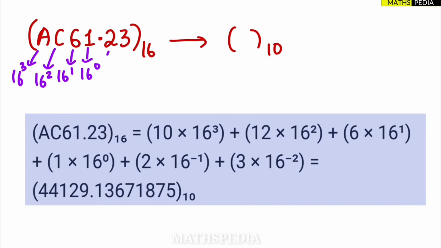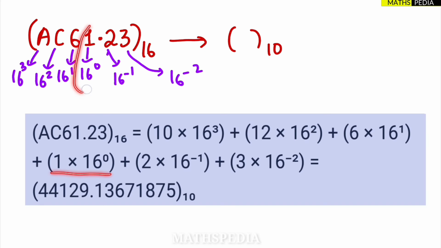Okay. So what about 2? 2 will have 16 power minus 1, then 3 will have 16 power minus 2. Okay, so this is the criteria here. So here you can observe, now we have to go for the multiplication. Here A is converted into the equivalent number, which is nothing but 10. So 10 I have to multiply with 16 power 3. That's what here it is done. Plus C is converted into equivalent decimal number, which is nothing but 12. So 12 is multiplied with 16 power 2, plus 6 is already a number, so 6 into 16 power 1.